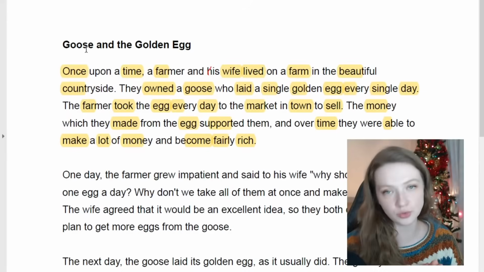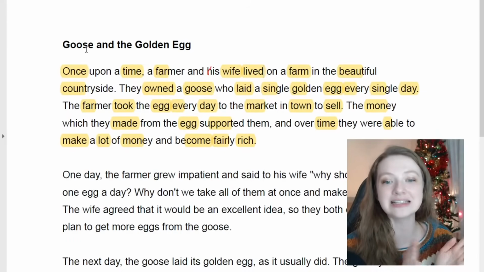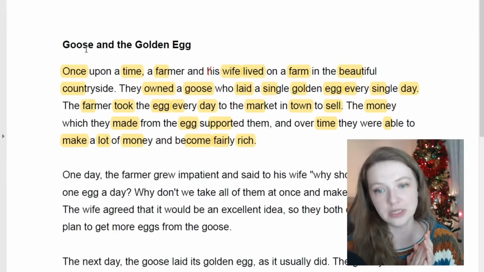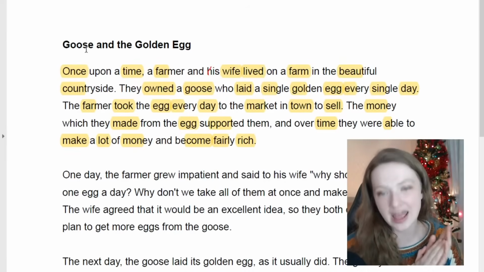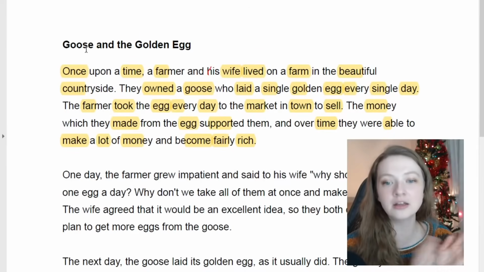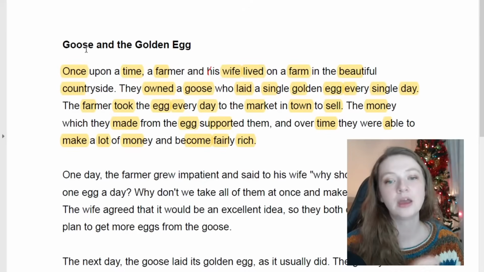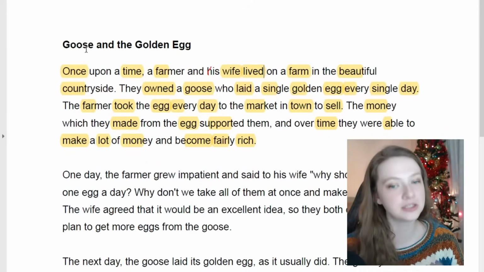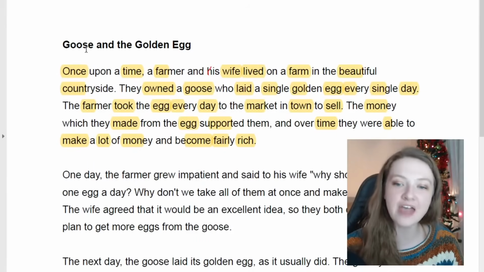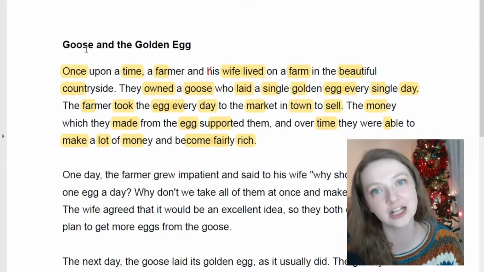They owned a goose. A goose who laid a single golden egg. Laid a single golden egg. A single golden egg. No, a single golden egg. Every single day. They owned a goose who laid a single golden egg every single day.